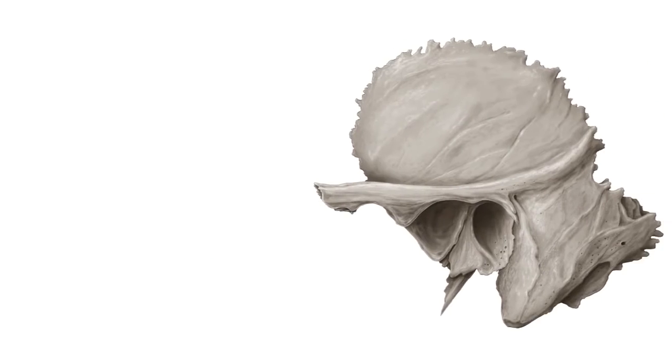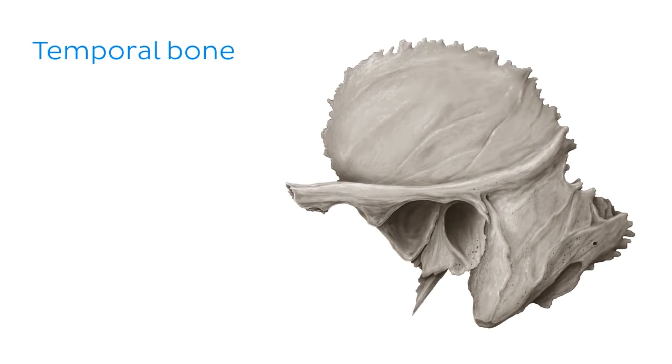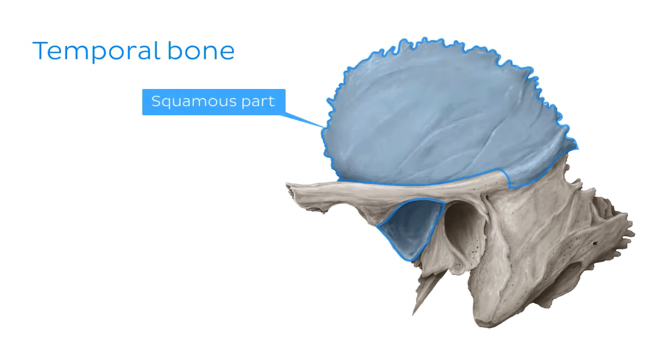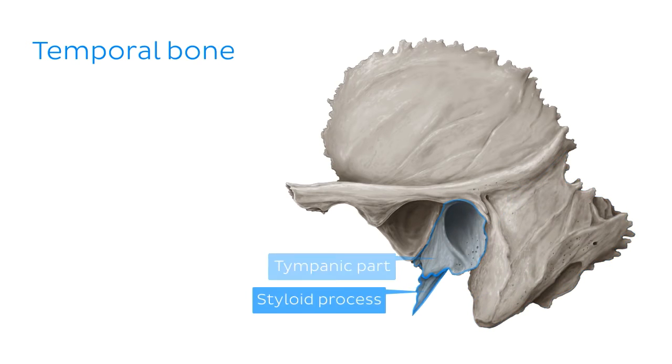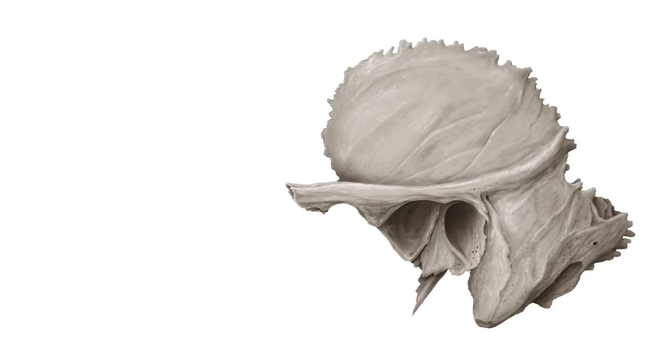If we zoom in on the lateral view of the skull and have a look at the temporal bone on its own, we can see that the temporal bone has four parts: the squamous part, the petromastoid part, the tympanic part, and the styloid process. During this tutorial, we'll be looking at each of these parts in detail. But first, let's begin by looking at some of the margins or borders of the temporal bone.